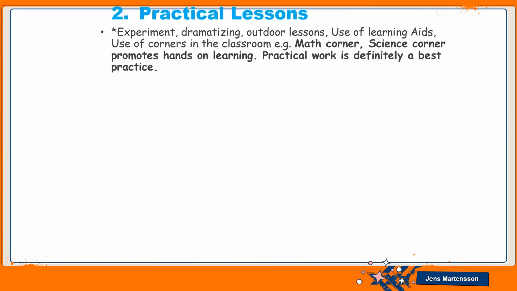Now, looking at practical lessons, when you are making your lesson practical, you must do some things that will be attractive and make the learners active and engaged. You can create different corners in the classroom. You can have active learning parameters.